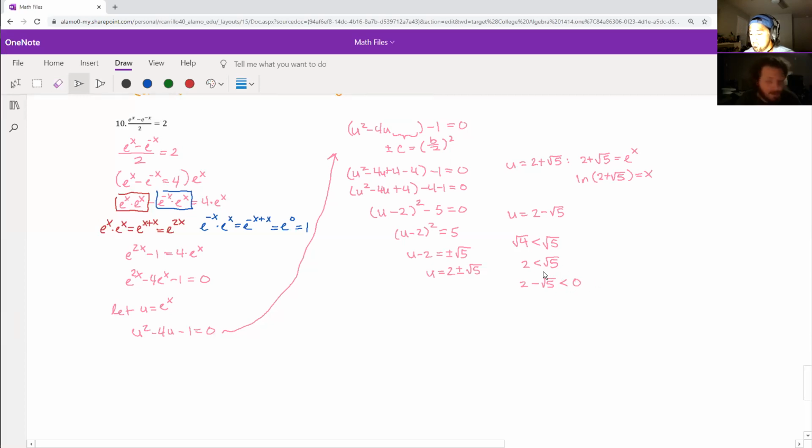My dog is losing his mind. Over the square root of 4. How can the square root of 4 be less than the square root of 5, Carl? How? I'm just kidding.